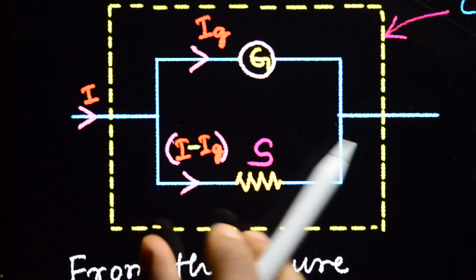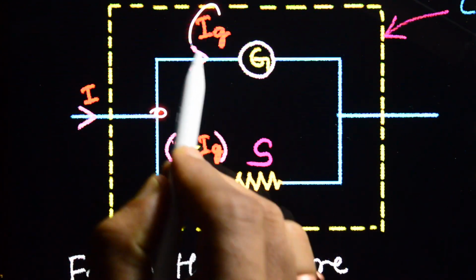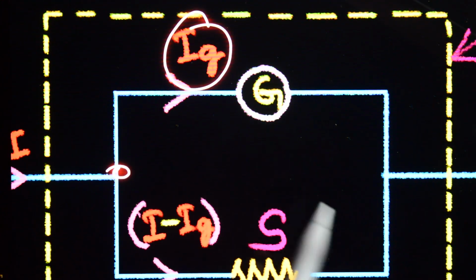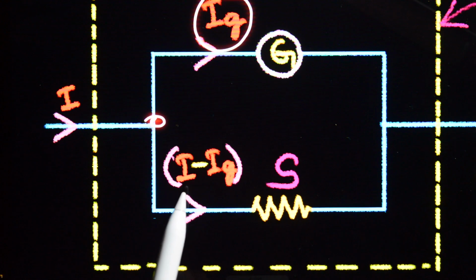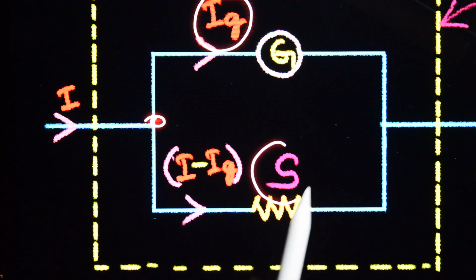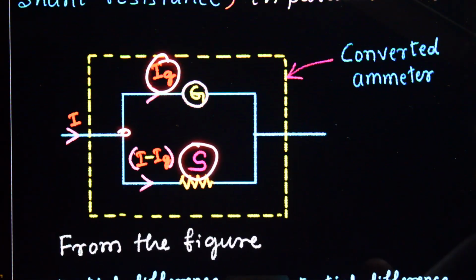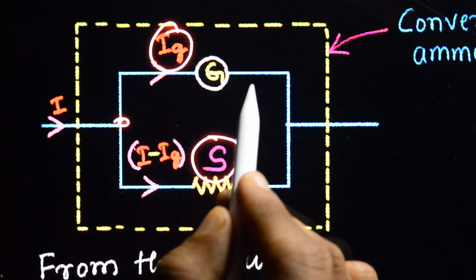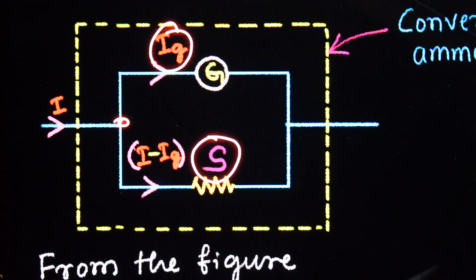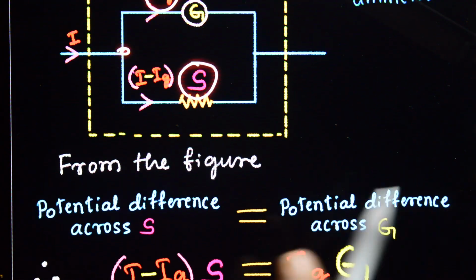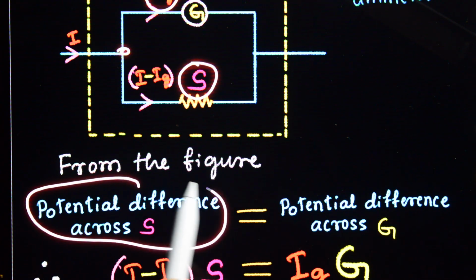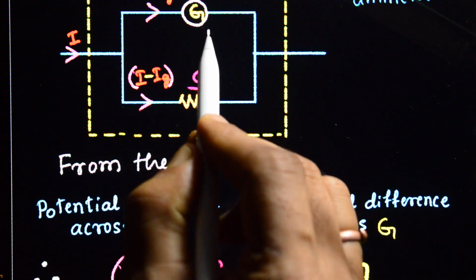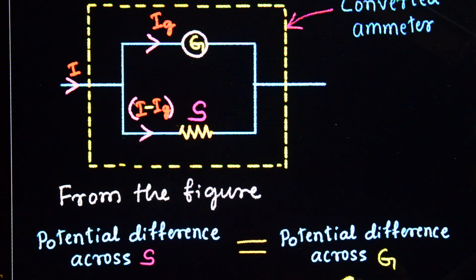As this current I enters the junction, Ig current goes through the galvanometer. What does G represent? G represents the resistance of the galvanometer, and the rest of the current, I minus Ig, goes through the resistance S. From the figure, you know that when resistors are connected in parallel, the potential difference across each resistor is the same. So from the figure we can write that the potential difference across the resistance S is equal to the potential difference across G, that is the resistance of the galvanometer.